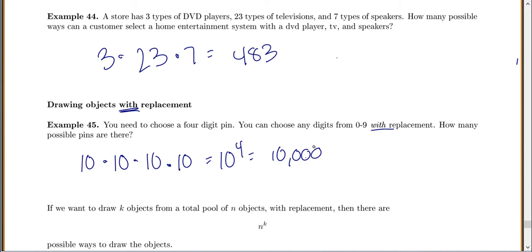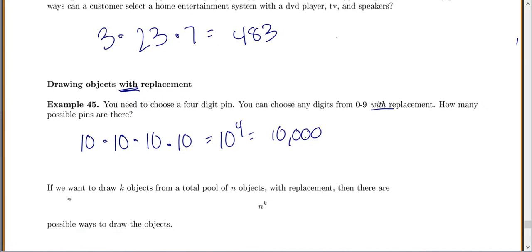Now, we have an actual formula here. If you want to draw k objects from a pool of n objects with replacement, then there are n to the k possible ways to draw the objects. I usually don't try to memorize these formulas. I usually try to do it out like we did above, because in our case we needed to draw 4 numbers, and we had 10 numbers to choose from, so we did 10 to the power of 4.